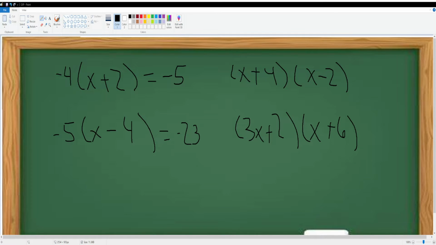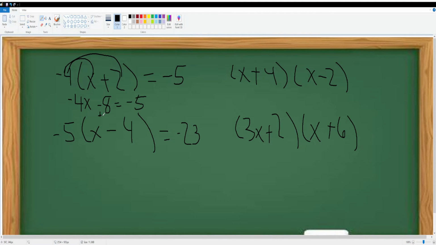In today's video, I'll be teaching you how to distribute. For problems that look like this, you're going to want to do negative 4 times x, which would be negative 4x. Then you would do it to the other number, which would be negative 8. And then you would just go over here and equal negative 5. And then it would be just like a normal algebraic problem.